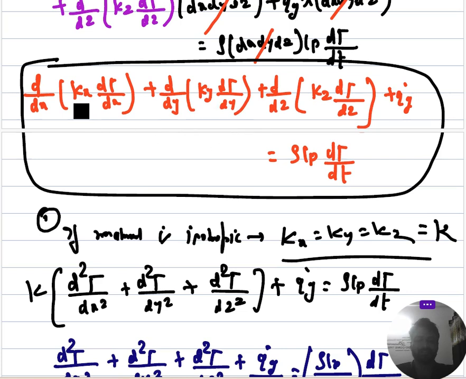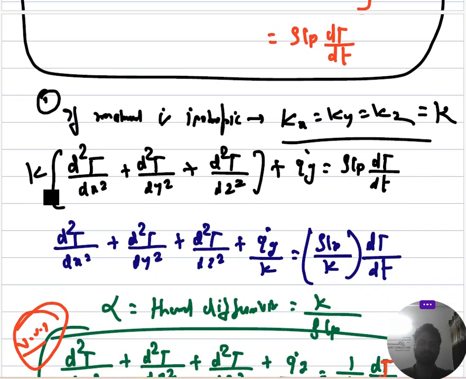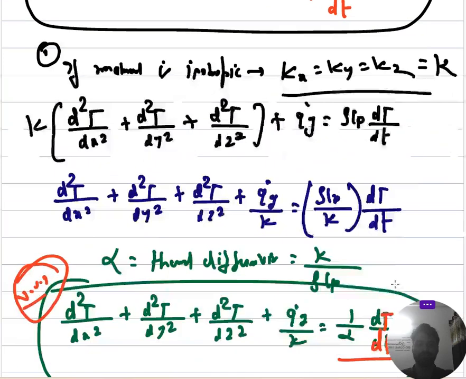But this equation is only valid when kx is a function of temperature or x, right? But if I assume kx, ky, and kz are constant along any direction for an isotropic solid, then kx equals ky equals kz equals k. After that, k will come out of the differential, and directly you will see d2T by dx square plus d2T by dy square plus d2T by dz square plus q dot g by k equals rho cp upon k into dT by dt.